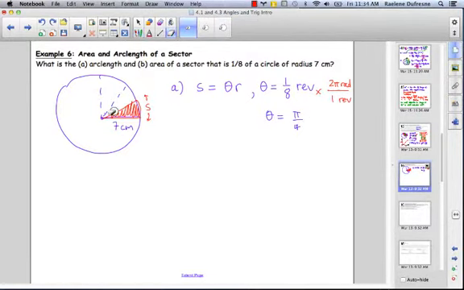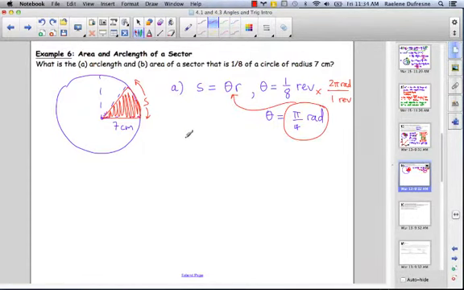I think my picture is wrong. My picture should be here. Yeah, that's 1/8 of a revolution. There's my S, and there's my area. And we have pi over 4 radians. So now we can use this value and substitute it into the formula. So S, the linear distance measured in centimeters, is going to be pi over 4 radians multiplied by 7 centimeters, which gives me 7 pi over 4 radians times centimeters, which is just centimeters.